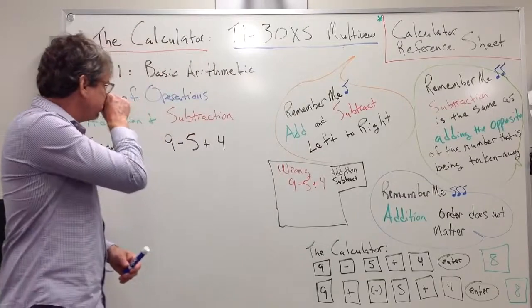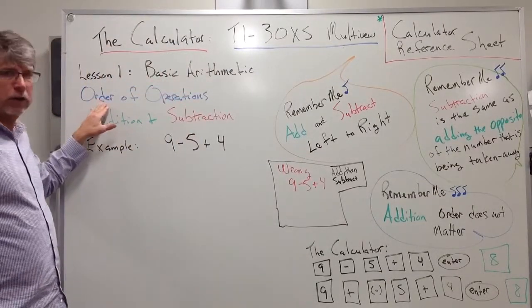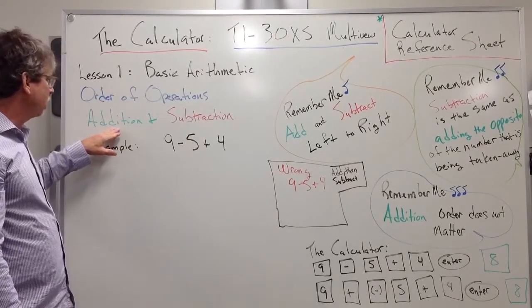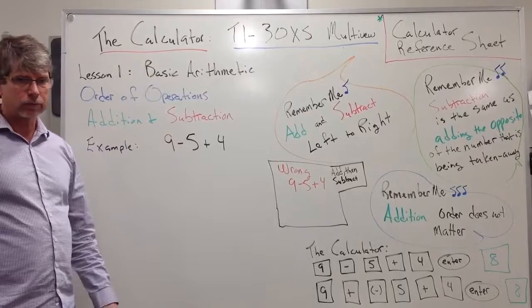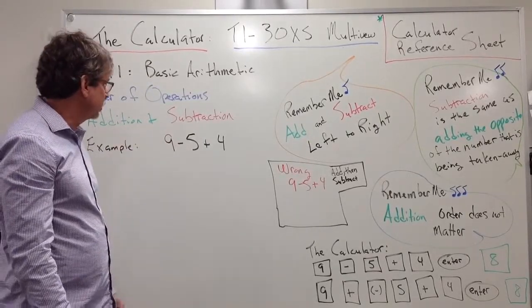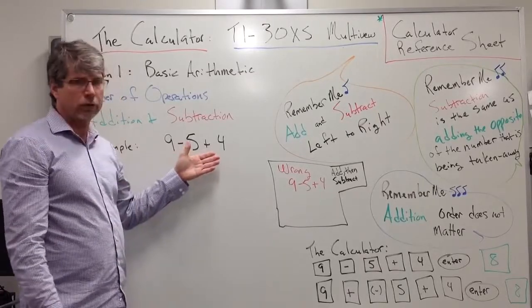So, under Basic Arithmetic, what I want to talk about today is the order of operations. And in particular, I want to talk about addition and subtraction. Now, when it comes to the order of operations of addition and subtraction, you may see an example like this, 9 minus 5 plus 4.